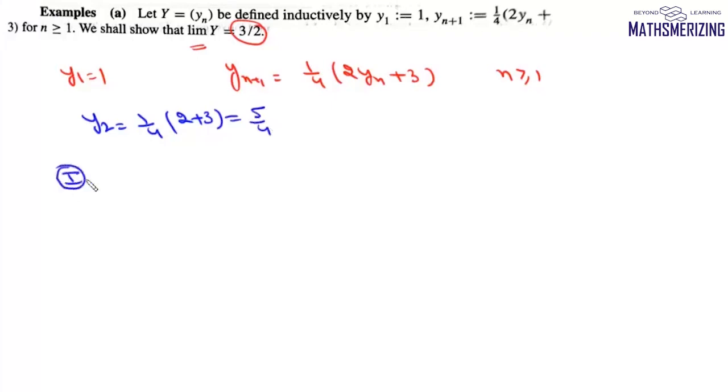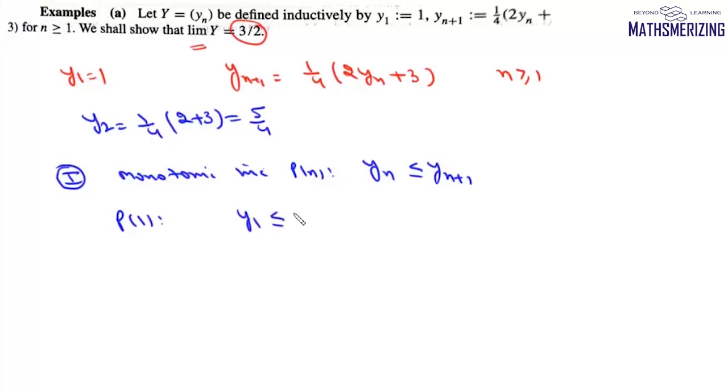Now in the first part we'll prove that the sequence is a monotonic increasing sequence, that is yn is less than or equal to yn plus 1. So this is our assertion. Now we'll prove this result for n equals 1. So for n equals 1, we'll get y1 is less than or equal to y2. Now y1 is 1 and y2 is 5 by 4. So clearly 1 is less than 5 by 4.